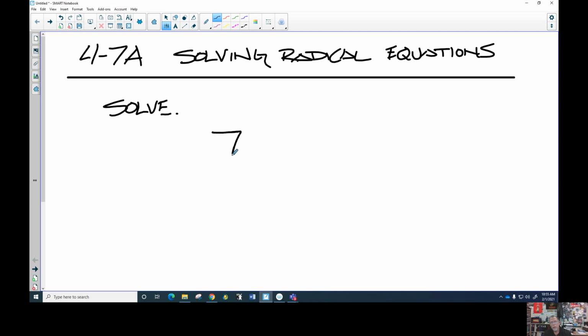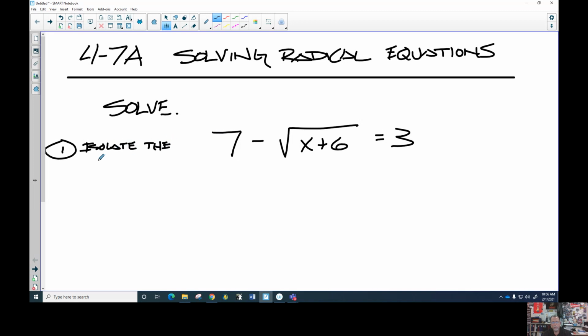So something like this could be given to you. This is an example of a radical equation where they're asking you to solve. Now, the first thing you got to do here when we are solving is you want to make sure that you isolate the radical. All right. So what that means is get the radical all by itself on one side of the equation. Now, in this case, we've got another term. We got 7 here. We've got to get rid of that. So we're going to subtract 7 from both sides.